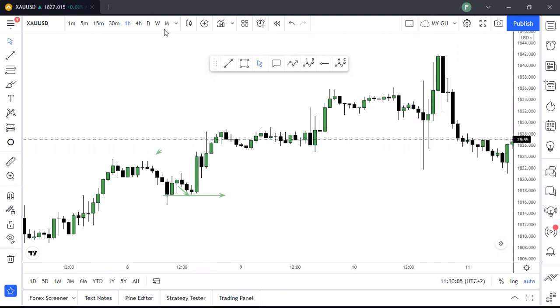If we look at the setup, Asian range, London drop and the actual move happening during New York. That's what happens in the market. Asian range, a fake out on London, and the actual move during New York.